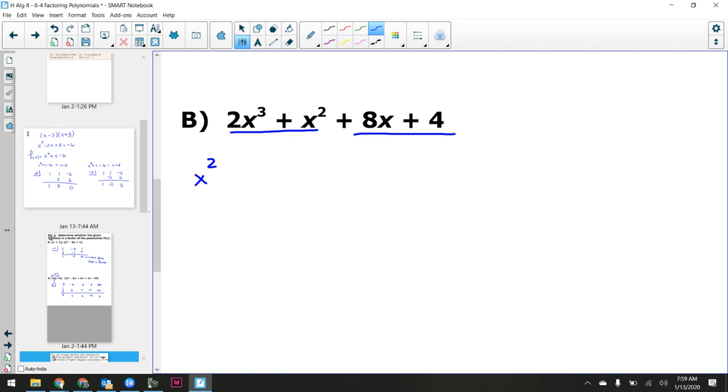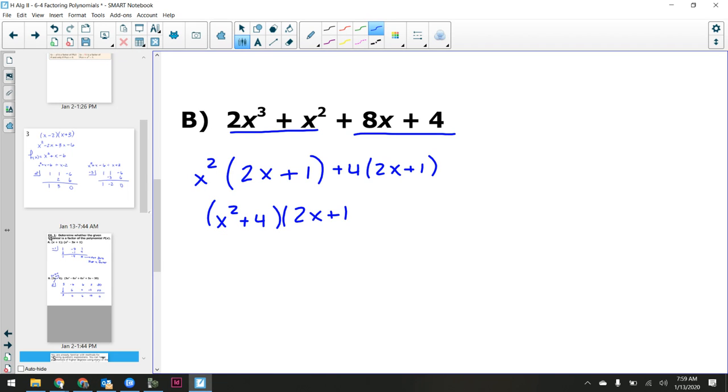And action. All right. So we've got a 2x plus 1. And then what do we pull out here? A positive 4, to get a 2x plus 1. Now, this gives me an x squared plus 4, things on the outside, things on the inside, 2x plus 1. Can I keep going? No, it's not minus, because it's not a minus.